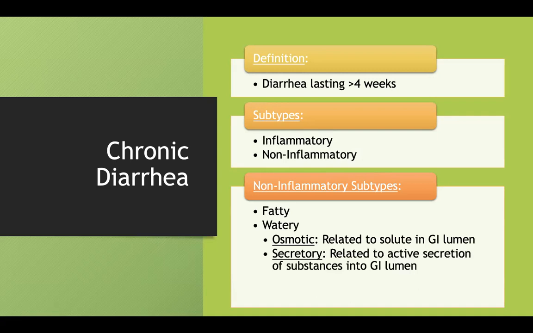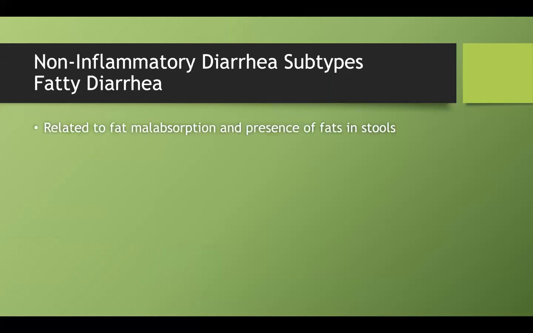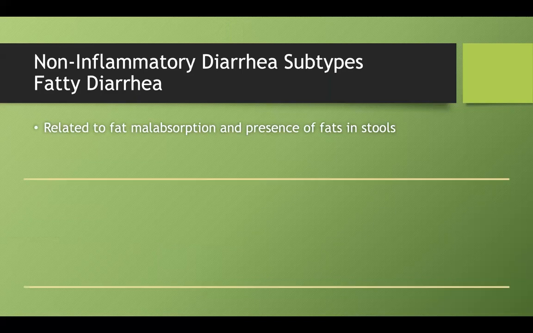Is it a secretory diarrhea where your enterocytes are throwing everything into the lumen? Or is it a functional diarrhea where we honestly don't know why it's causing what it is? So fatty diarrhea, I just wanted to show you some of the subtypes while we're here on chronic diarrhea. Fatty diarrhea, as the name suggests, it's related to fat malabsorption.